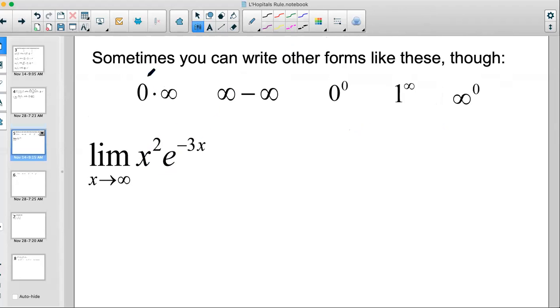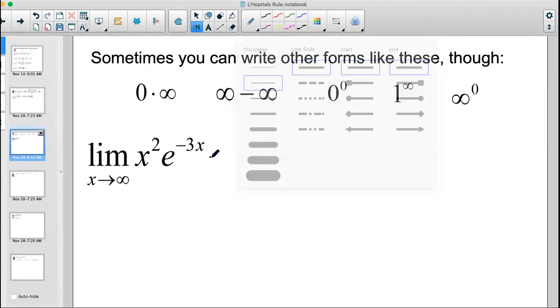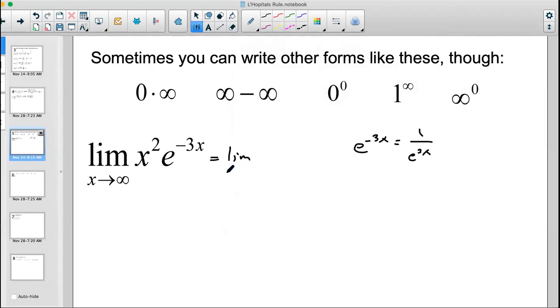So there's a bunch of different indeterminate forms that can be handled with L'Hopital's rule, and this is one of them. You could write this one like this. Let's remember that e to the negative 3x is equal to 1 over e to the 3x. So this is really the limit as x approaches infinity of x squared over e to the 3x.